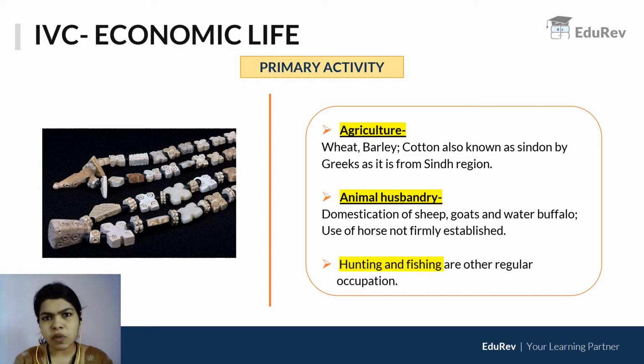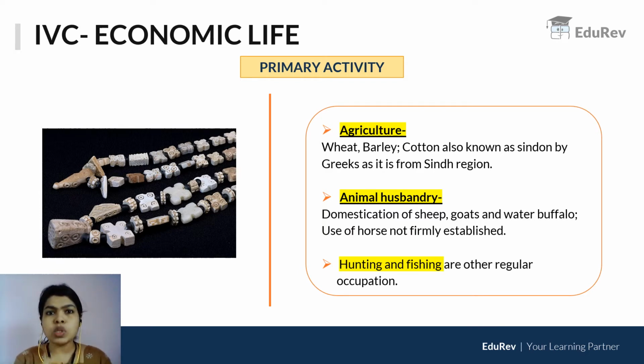Cotton was the main crop for fabric. Apart from this, cotton was also called Sindon by the Greeks, as it is mainly grown in the Sindh region. After that, animal husbandry: domestication of many animals is known, especially take note of the elephant. The domestication of the elephant is also very clearly mentioned.